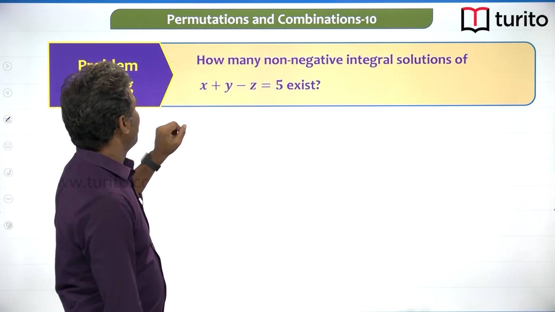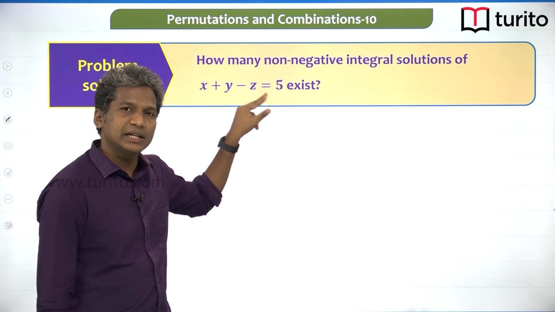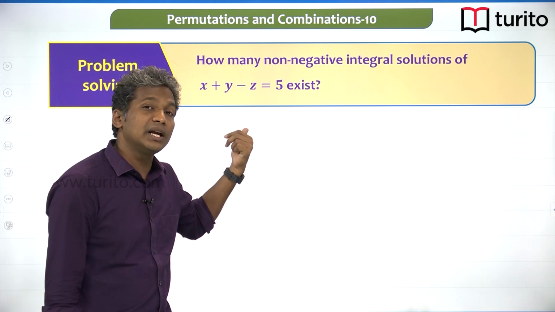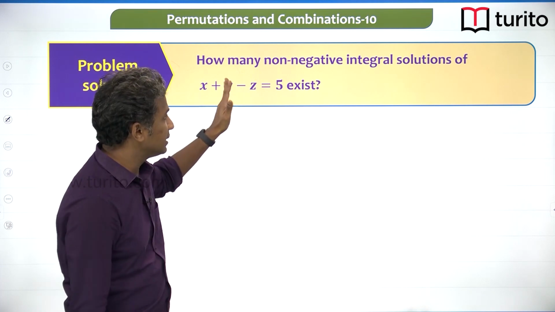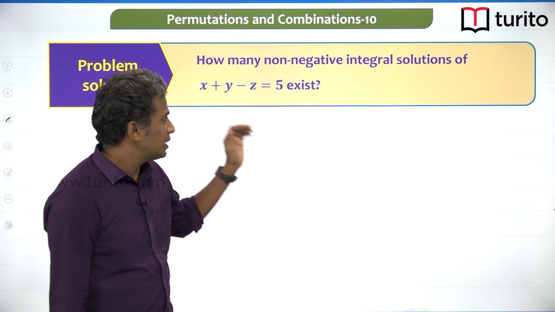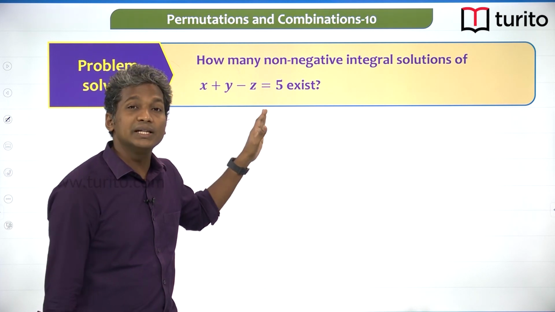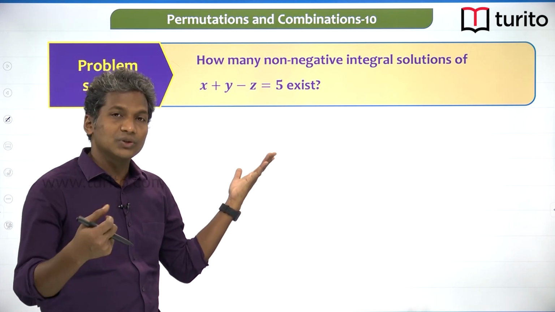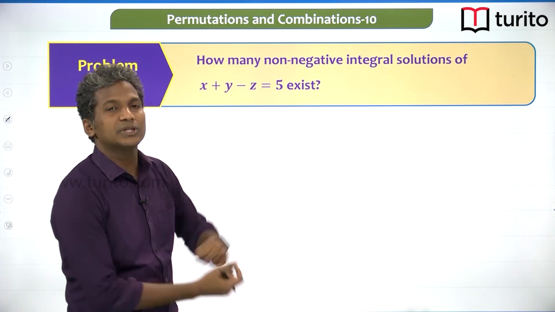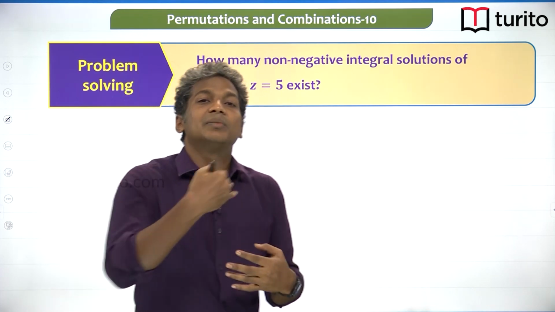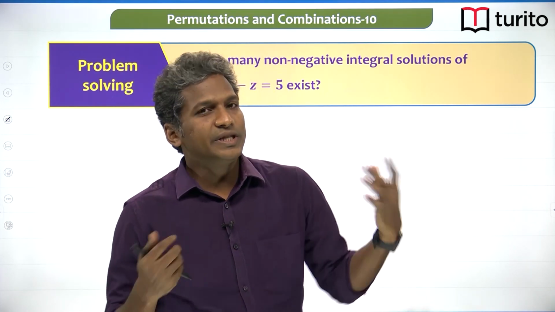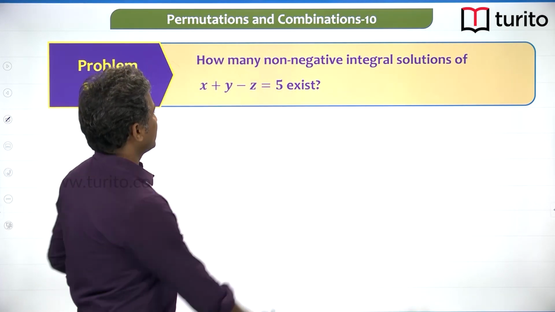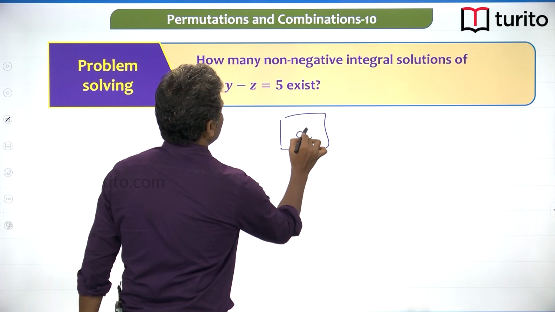Because let us say if x and y are 5, z can be equal to 5, then the summation will be 5. But if x and y are 10 each, z can be 15. If x is 100, y is 200, z can be 295, then also it is possible. So there is no limitation on the maximum value, which means values can go up to infinity also. So for this question, the answer is going to be infinity.